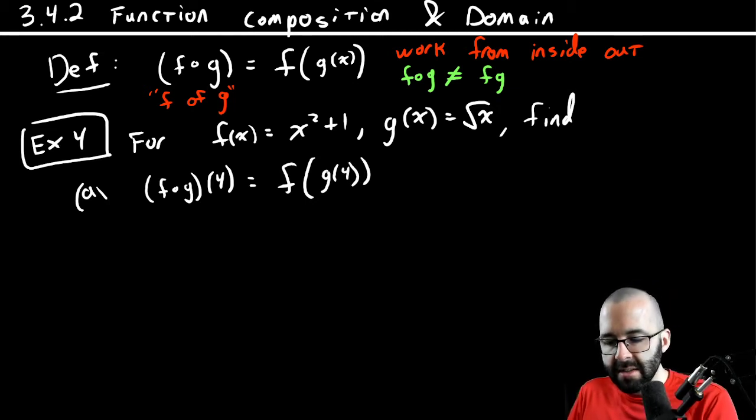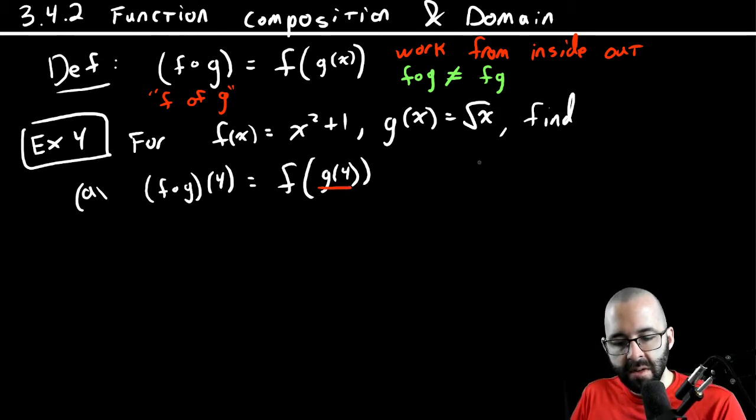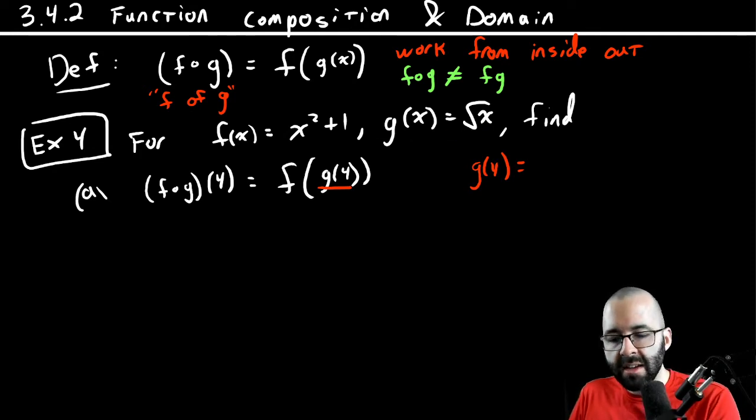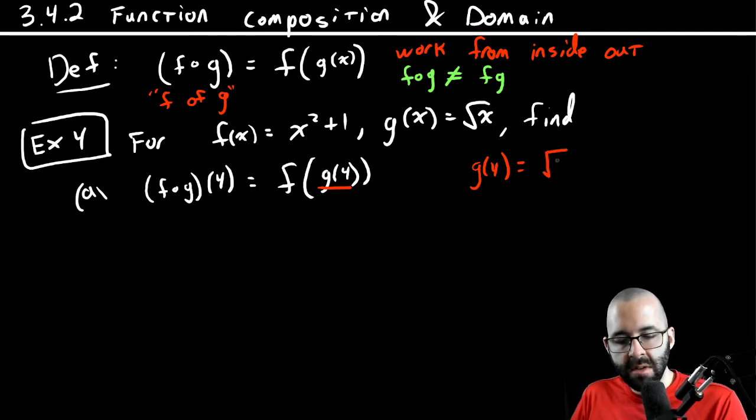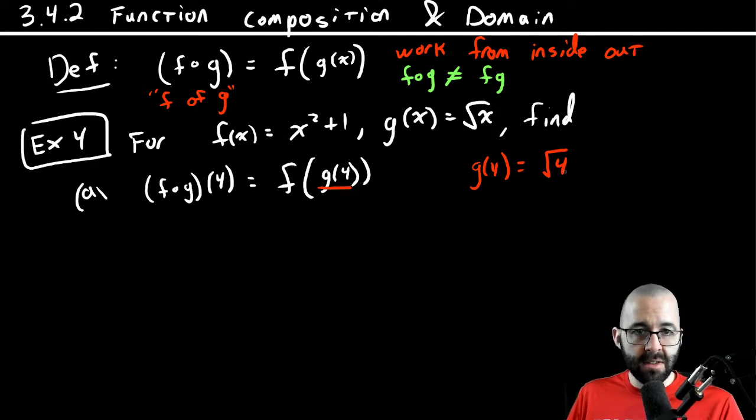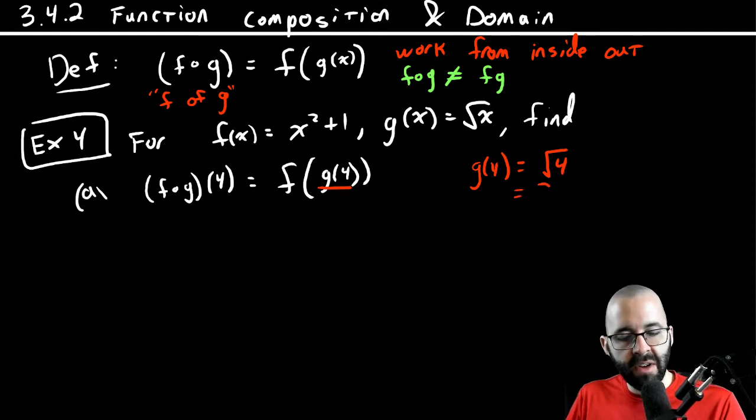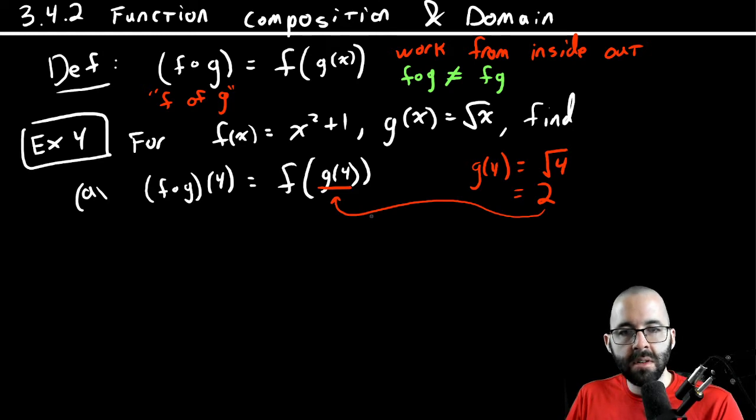So start on the inside. What is g of 4? Well, I know g of 4. That's plugging in 4 into our function g. So you look at g and replace all the x's with 4's. So g of 4 is the square root of 4. Simplify that out. G of 4 is equal to 2. So if g of 4 equals 2, replace it.